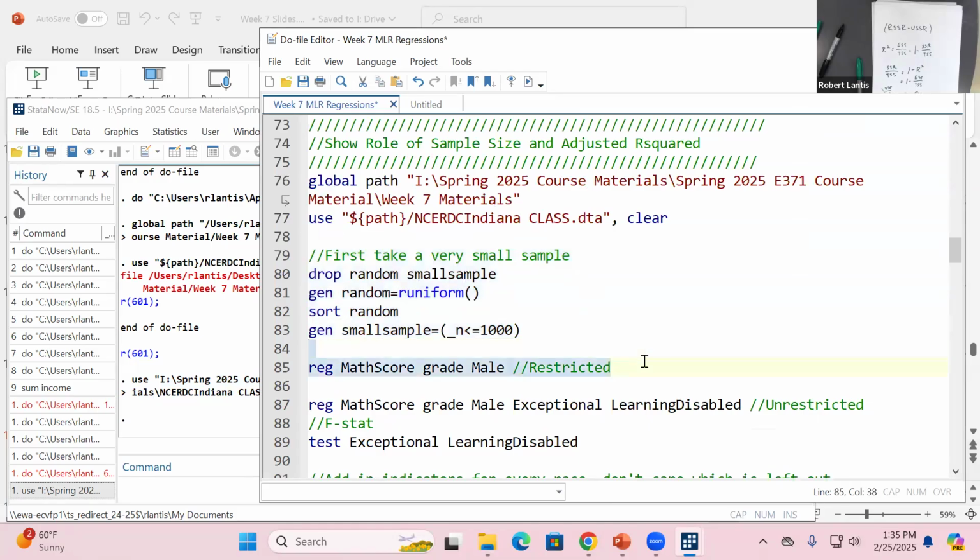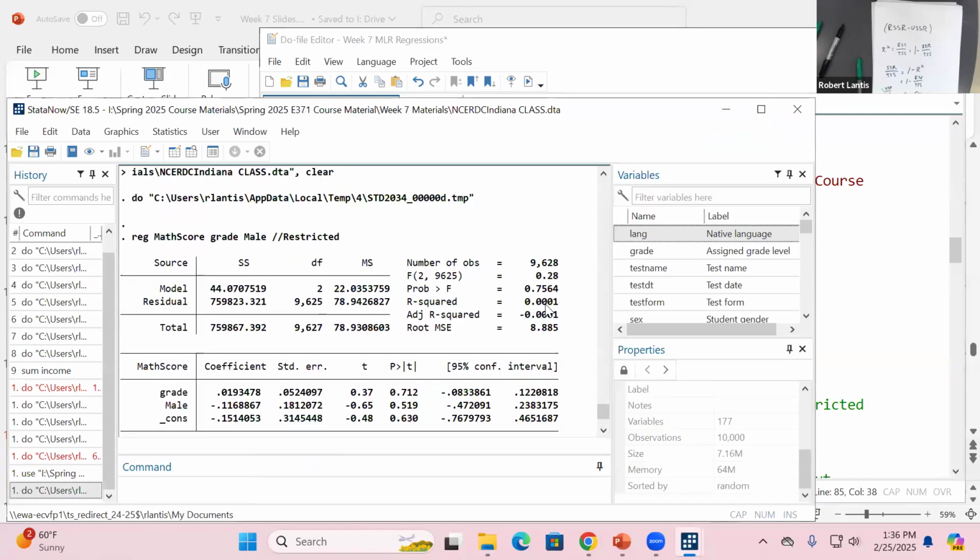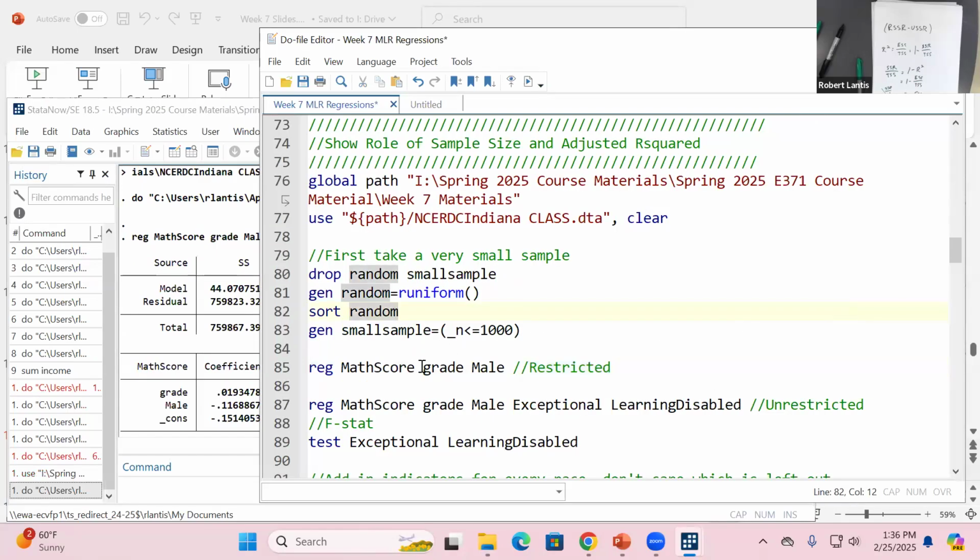So let's say I had this regression where I want to try to predict math scores using the grade the individual's in and whether or not they were identified as a male student. Not that crazy. Right? So I run this regression, and I can see I've got a really low R squared here. My R squared is very, very low.